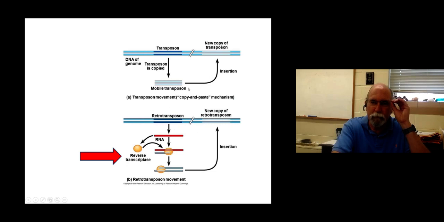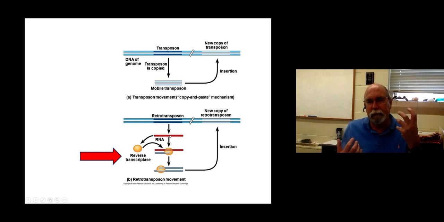Now, what happens is the top one is just a regular transposon, so we're not going to worry about that. Let's look at a retrotransposon, which is the bottom part here. With a retrotransposon, what happens is that it opens up the DNA. It's sitting there. It looks like a piece of DNA to everything else. It gets transcribed into RNA, which gets a poly-A tail and all that.